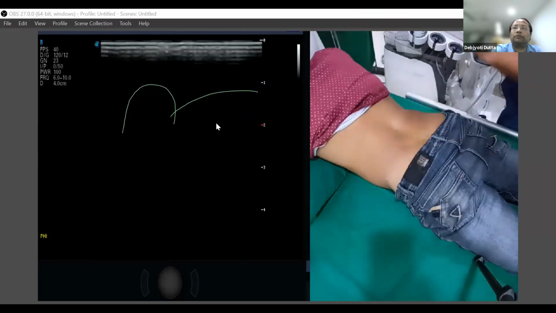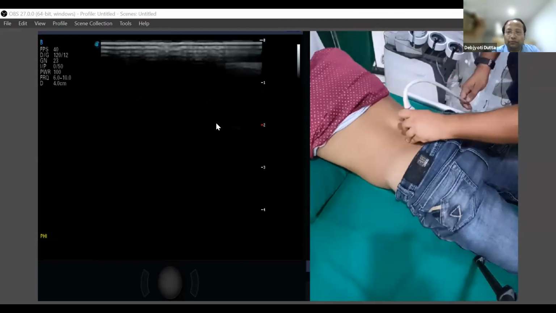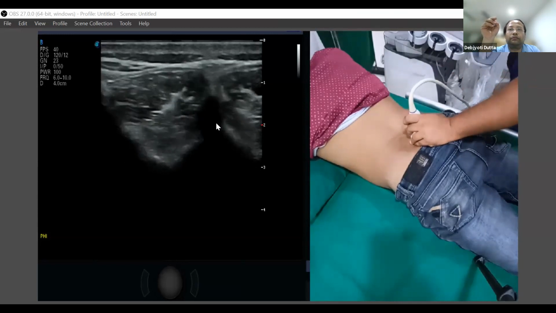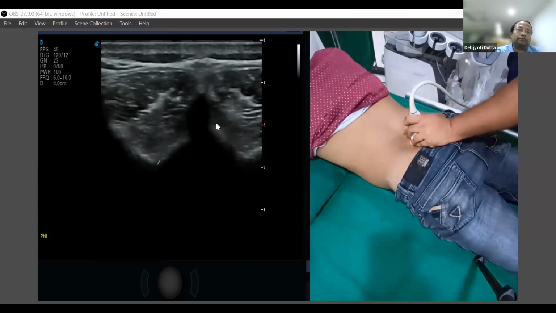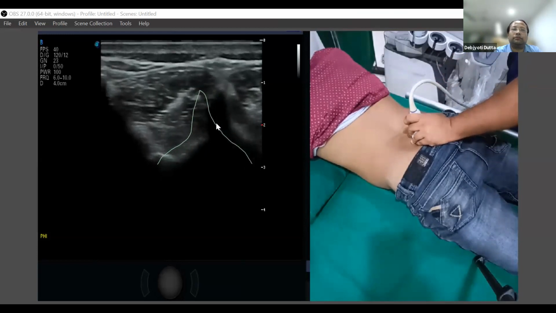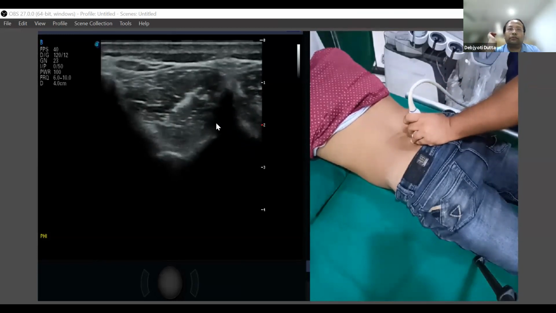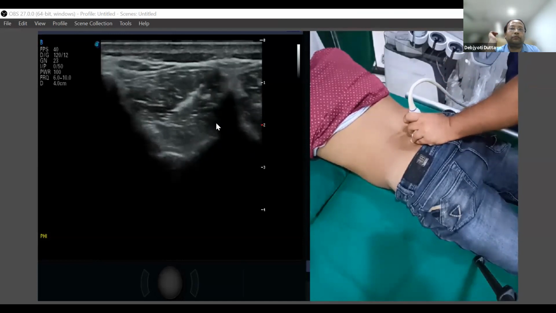Now again we are coming to the same area, with the probe marker towards the lateral side, towards the left of the patient, and we are back at the PSIS level. Now I am going lateral. At this level, can you see in two areas the echoes are moving down? This is actually better demonstrated.